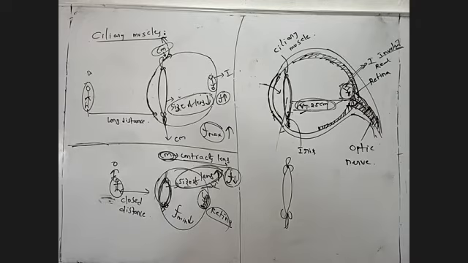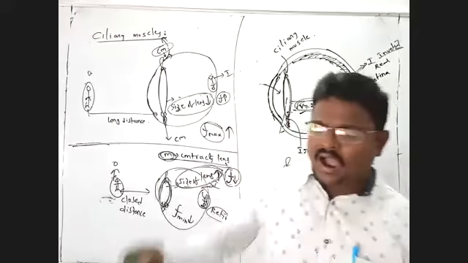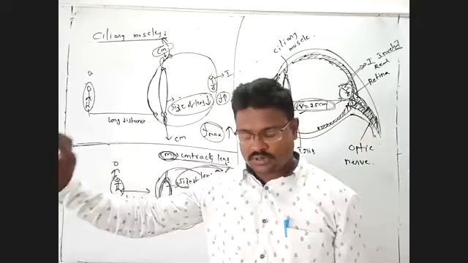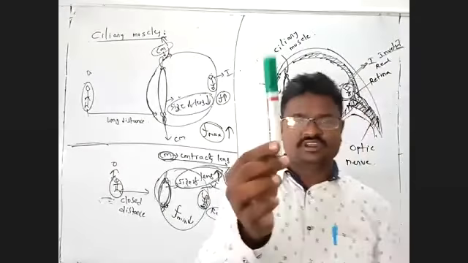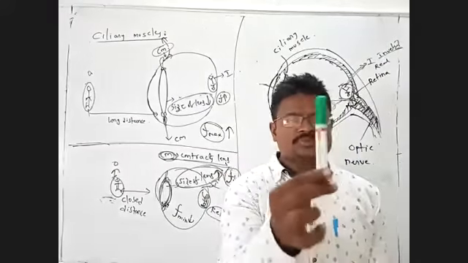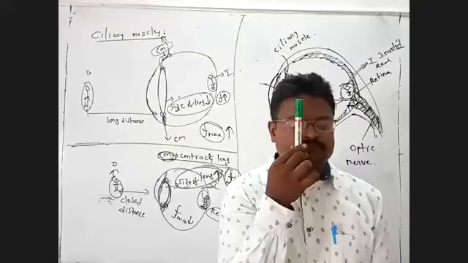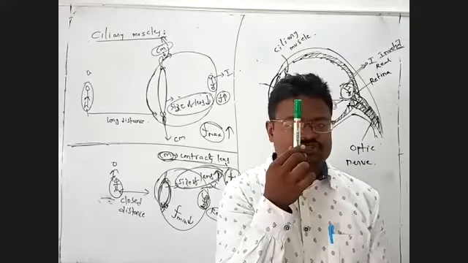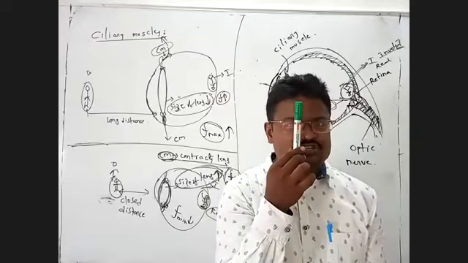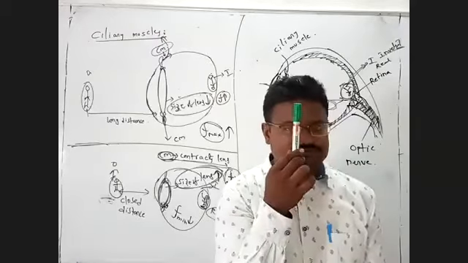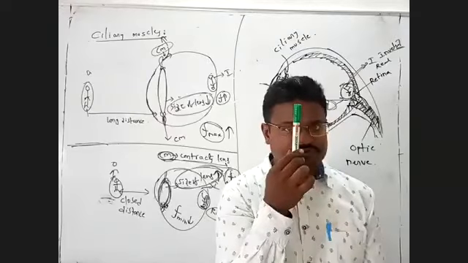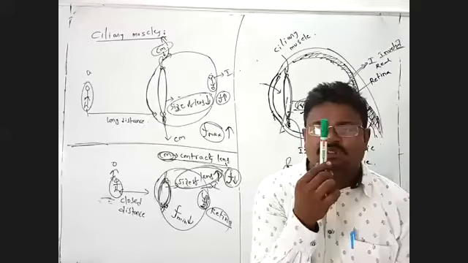So this is the ciliary muscle. Suppose, for example, I'm looking at a very near object. Suppose this object is very close to the eye. I'm not seeing the full part of the object. I'm seeing only half of this object.